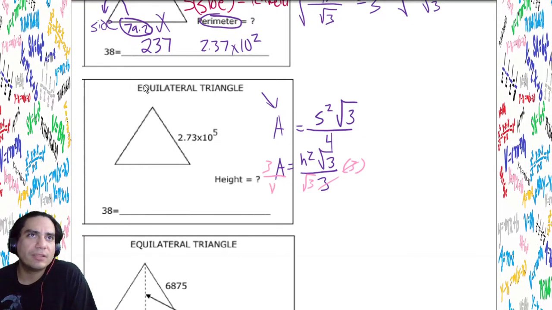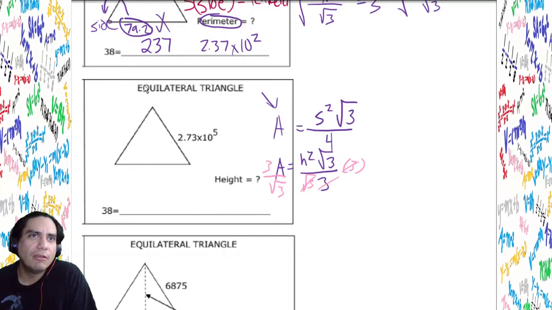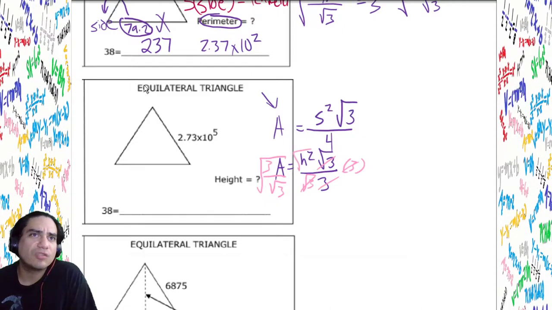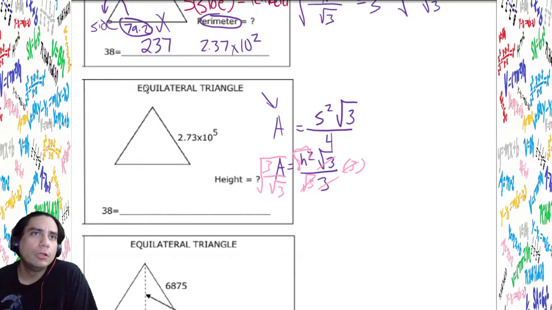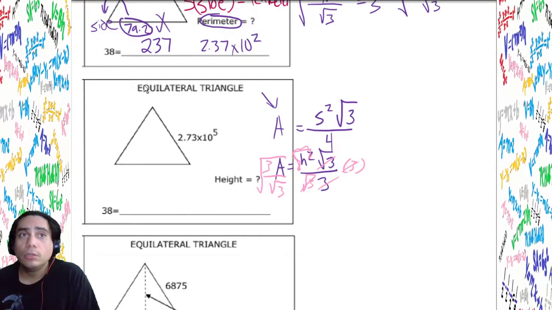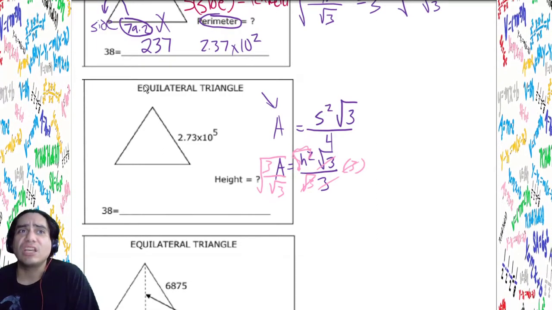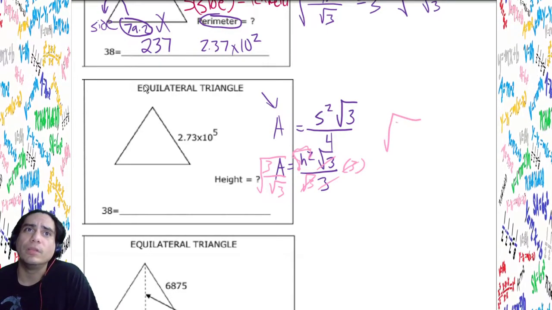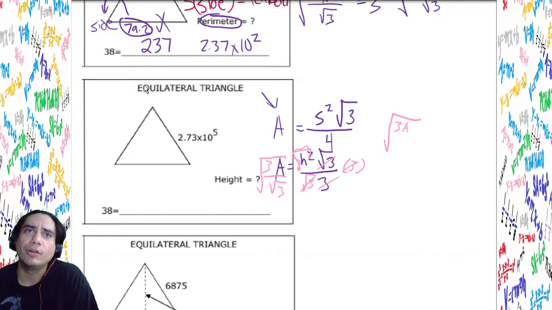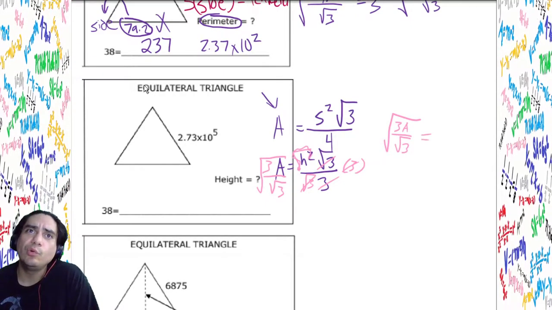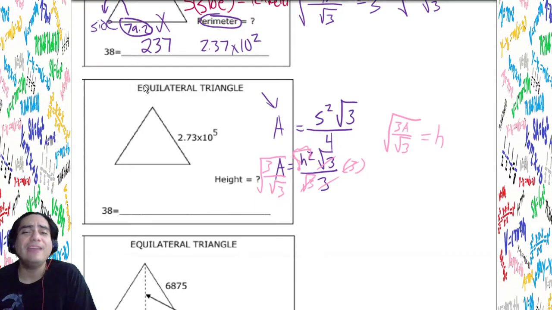You know what I'm saying? Very similar to what we've seen in the past. And then we're going to square root this answer to cancel out that square right there. So what we really have is that we've got to find the area. So we can substitute it into the second formula and work backwards from this formula: 3 times our area divided by the square root of 3, square rooted, and that gives us our height right here.